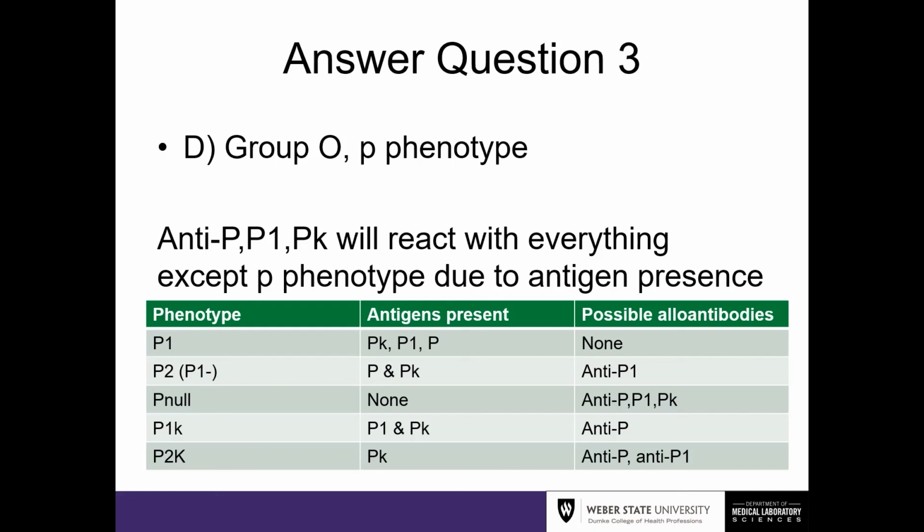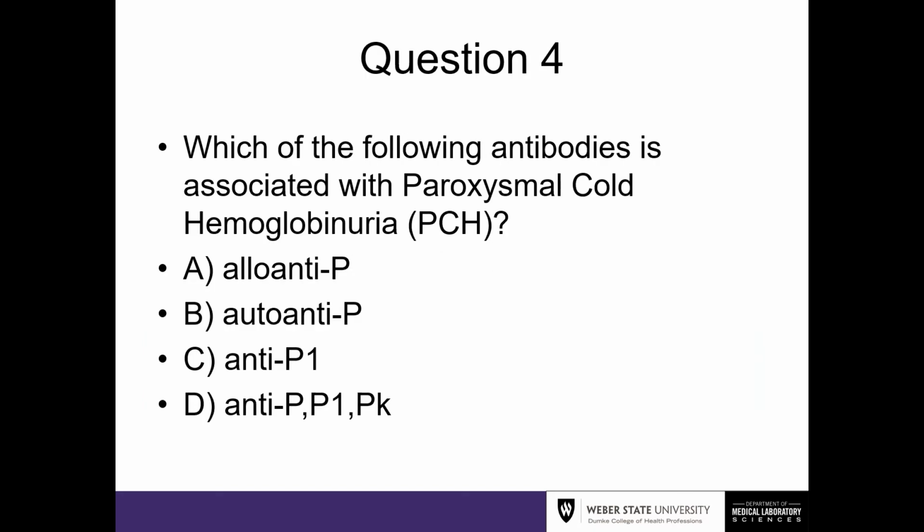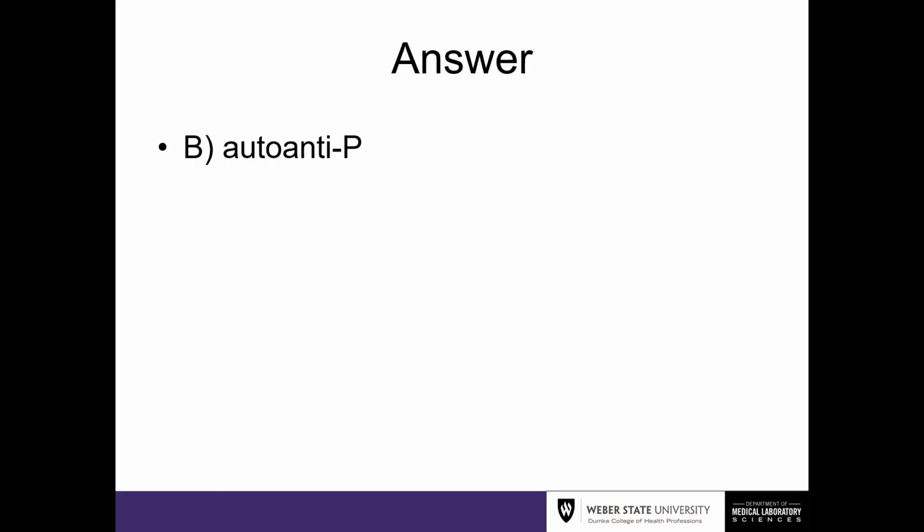And then this table is just a quick review of which phenotypes are associated with which antigens. Question 4. Which of the following antibodies is associated with paroxysmal cold hemoglobinuria, or PCH? A. Allo-anti-P, B. Auto-anti-P, C. Anti-P1, or D. Anti-P1Pk? This is auto-anti-P.